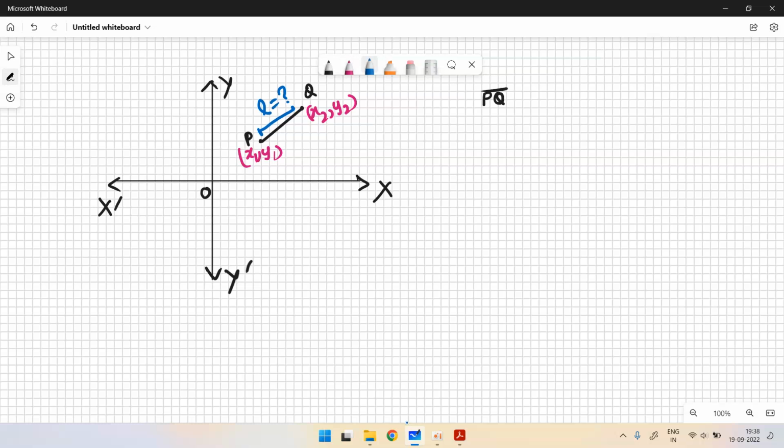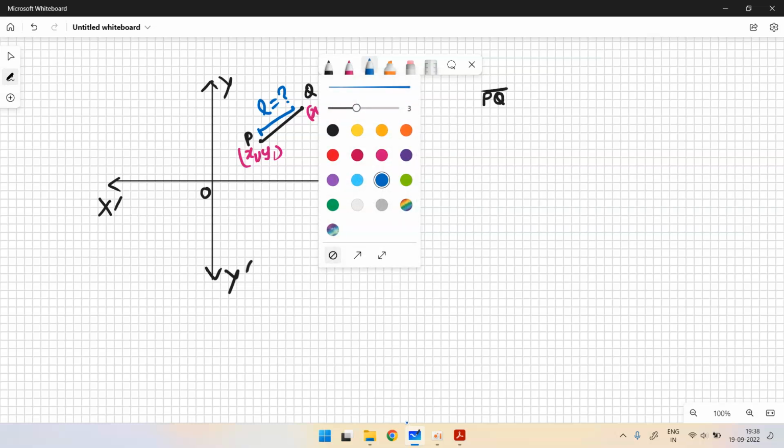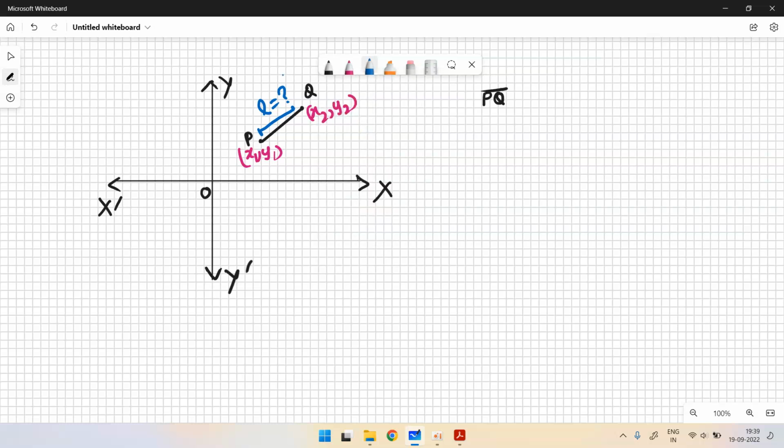There is nothing new in this, you already know how to do this. First draw a perpendicular from this to this, and this to this. Now you know this length is how much? This is x1, y1, which means this is y1. And what length is this? This length is y2, because this point Q is x2, y2.